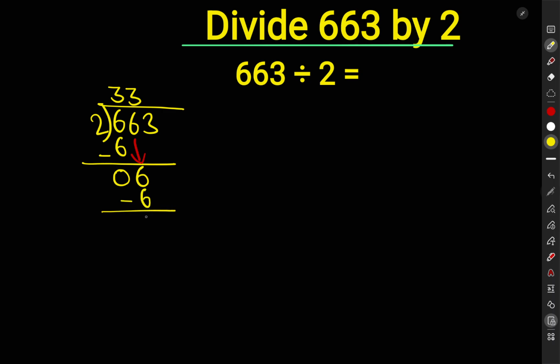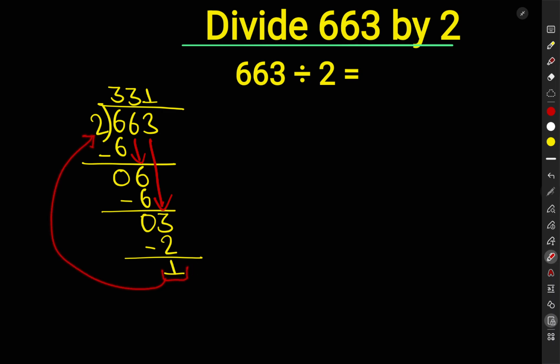On subtracting it is 0. So now again we put down this 3 and 2 times 1 is 2. On subtracting it is 1. So now this 1 is less than 2 and there is no other number to put it down. So we take here decimal so that we put 0.